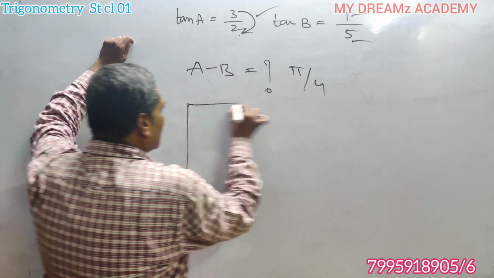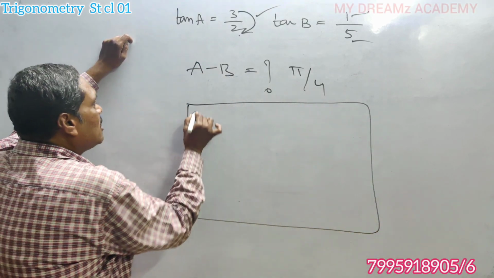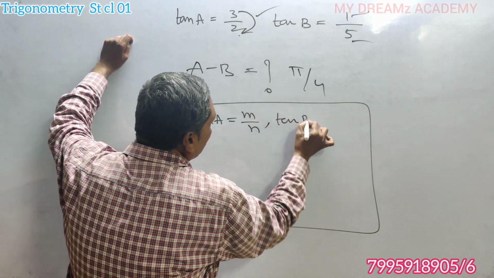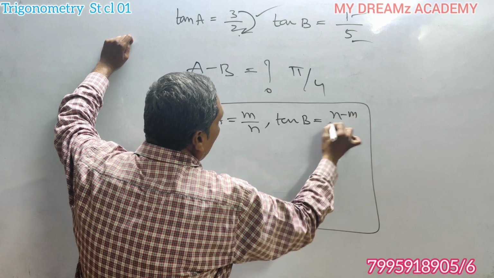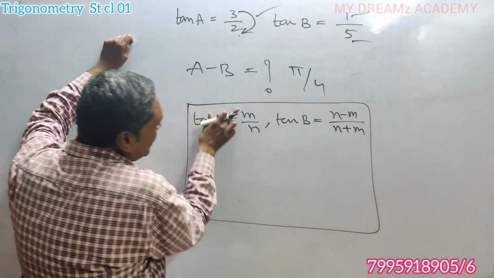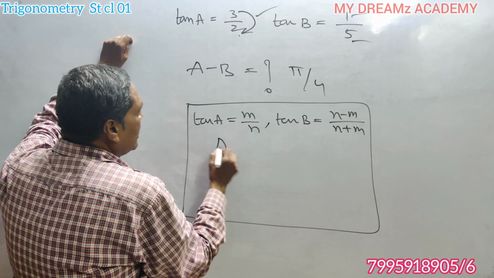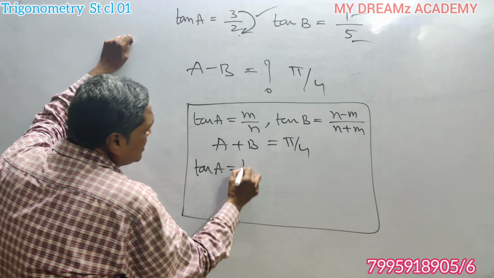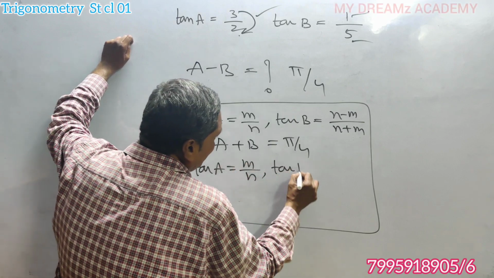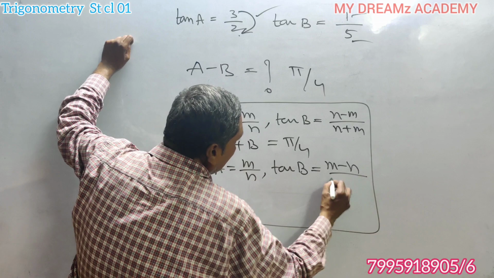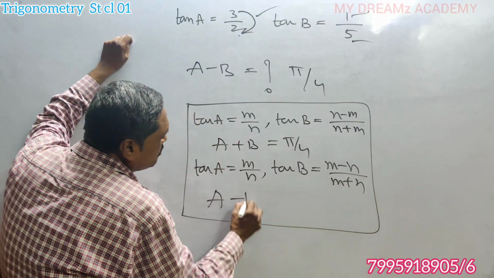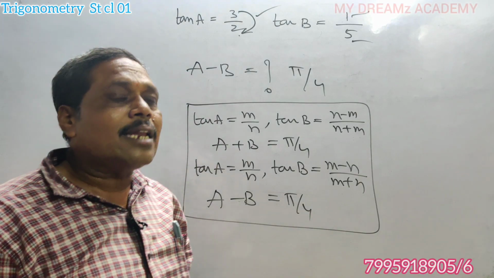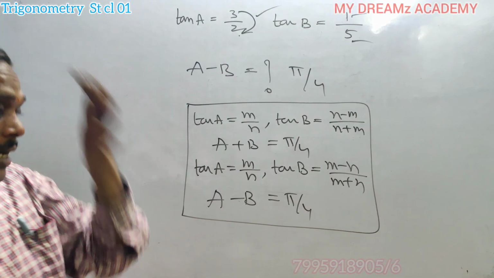For that you must remember these two formulas. Tan A is m by n, tan B is n minus m by n plus m, then A plus B is equal to pi by 4. Suppose tan A is equal to m by n, if tan B is equal to m minus n by m plus n, then A minus B is equal to pi by 4. These two are important shortcuts in trigonometry.